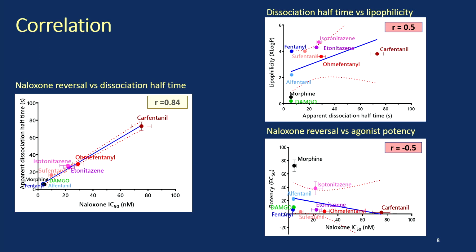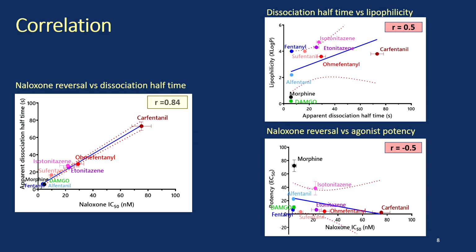Next, we looked at the correlation between the agonist lipophilicity and the apparent dissociation half-time. The reason being both fentanyls and nitazenes are highly lipophilic, so we thought that they might be concentrated around the receptor in the lipid membrane, which would give them a higher chance of staying with the receptor for longer. However, we found very poor correlation. You can see here these agonists have similar lipophilicity, but their half-time is widely variable.